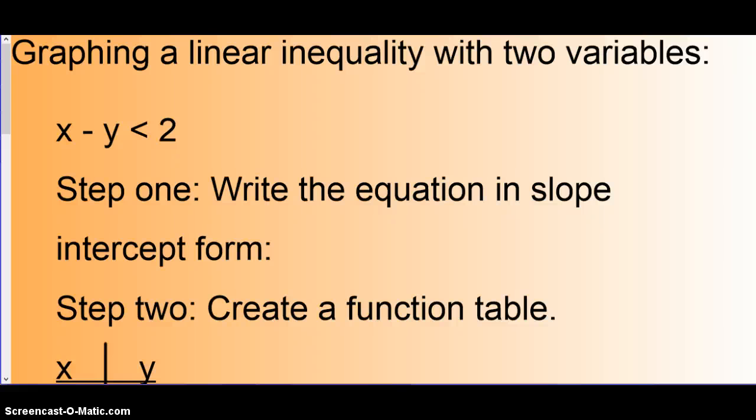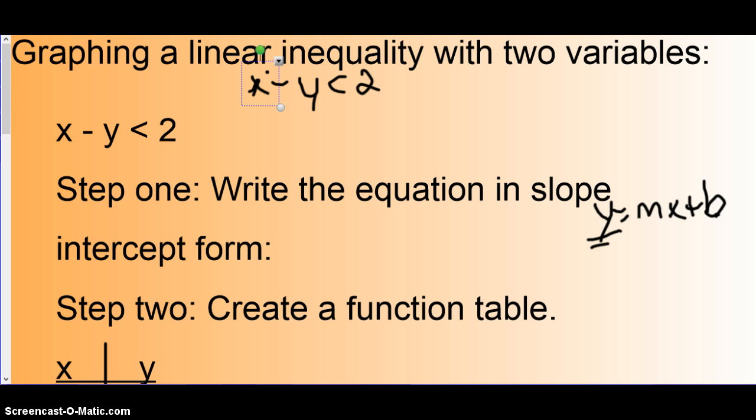Step 1 is to write the equation in slope-intercept form. Typically, you think of slope-intercept form as being y equals mx plus b. And we've got an inequality here, and we're still going to call it slope-intercept form. So as I rewrite this equation, x minus y is less than 2. Remember that we want to get y by itself. The goal is always to get y by itself.